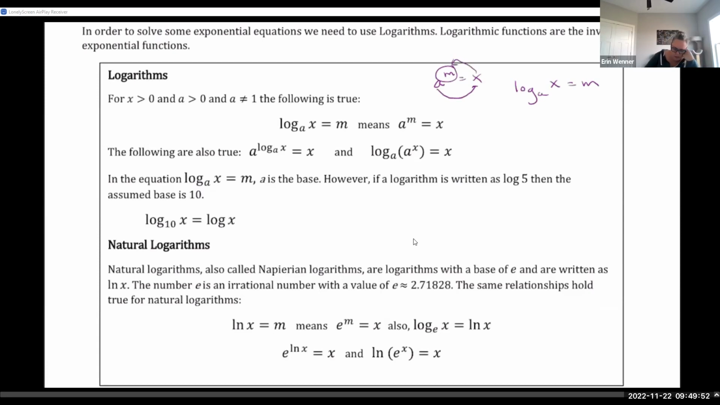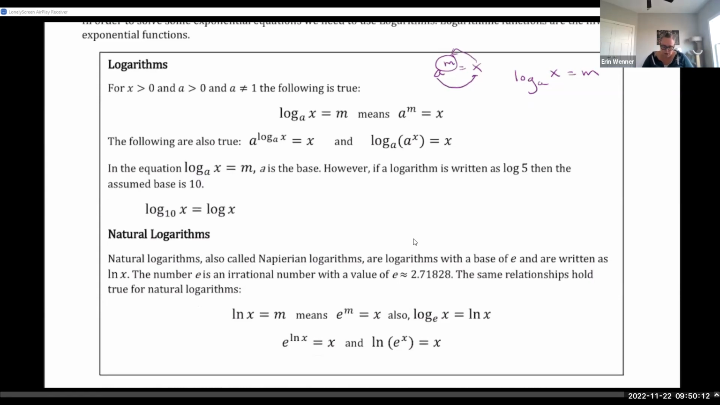In the equation log base a of x equals m, a is the base. However, if a logarithm is just written as log 5, then the assumed base is 10. We also have this idea of natural logarithms, and I'll come back to those, because I don't want to get too deep into all the explanations without having an opportunity to practice them. So the first thing we're going to do is talk about how to evaluate these logarithms.